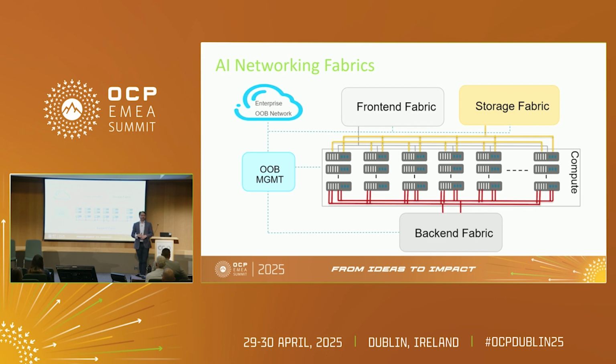AI networking fabrics. There are 4 different types of networking fabrics that you will see in an AI infrastructure. Front-end fabric, very simple. That is like your traditional data center fabric. This is the fabric where your XPU cluster is connecting with the outside world. That is where the requests are coming in. That is where the data is coming in.